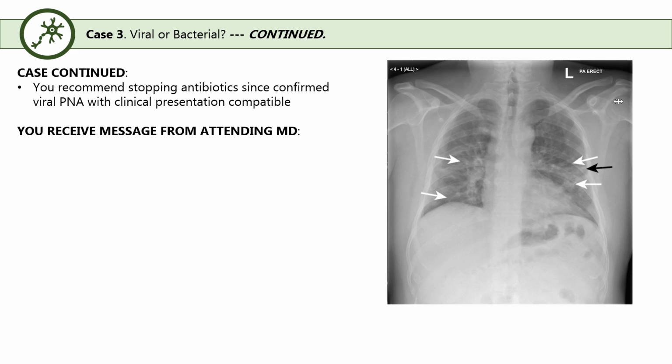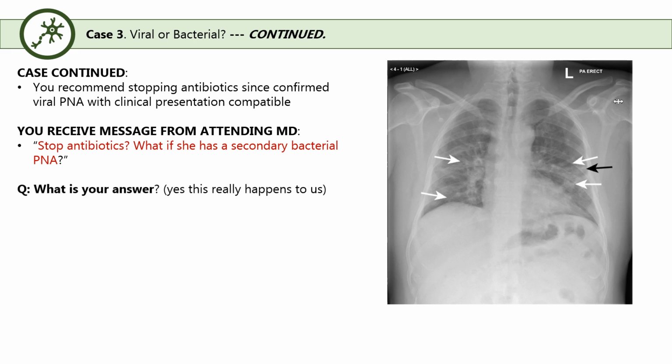In the case continued, we recommend stopping antibiotics and receive a message from the MRP attending, which says, "Stop antibiotics. What if she has a secondary bacterial pneumonia?" So what would your answer be? If you're following along and agree so far, try answering for yourself, since you always need to be able to justify and defend your answers and actions in medicine.